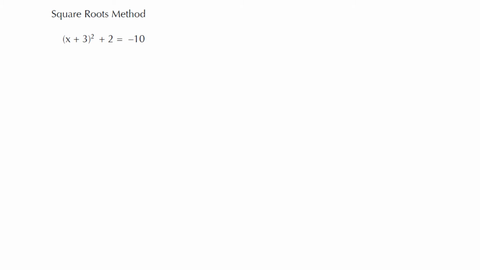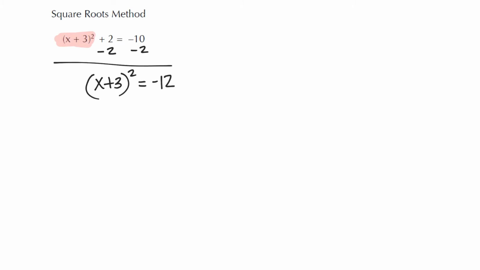So the next method that we talked about was the square root method. The first thing that we have to do is isolate the square term. In this particular problem, it's not just an x squared, it's this binomial squared. So I have to get it on a side by itself. The first thing I need to do is subtract 2. So I have x plus 3 quantity squared is equal to negative 12.